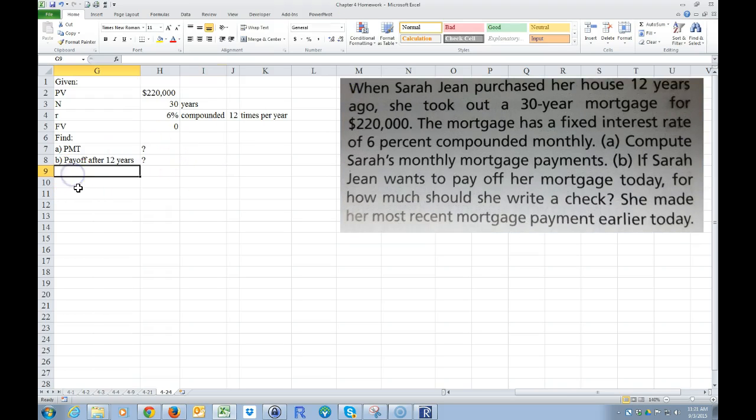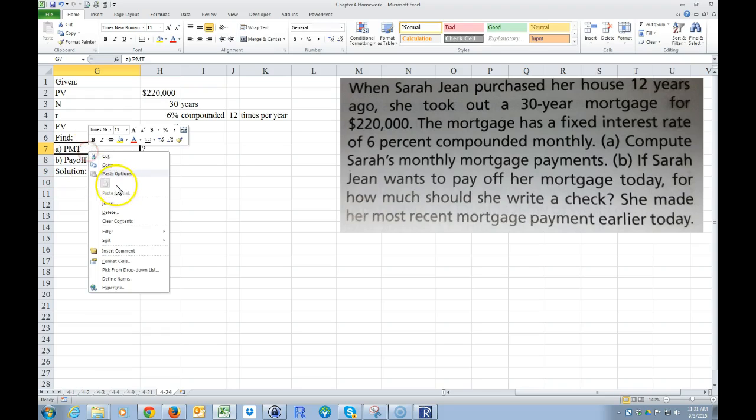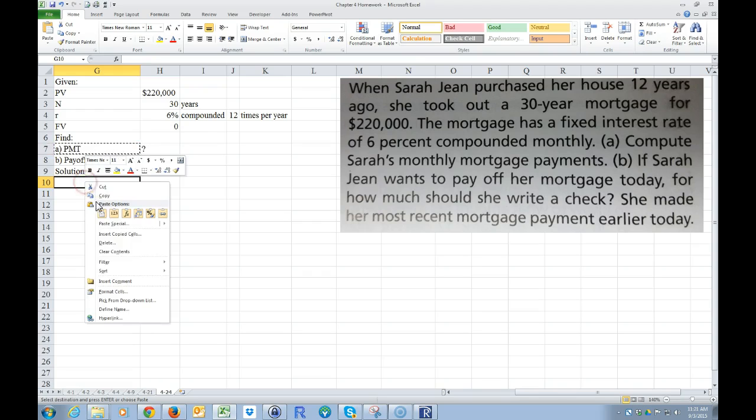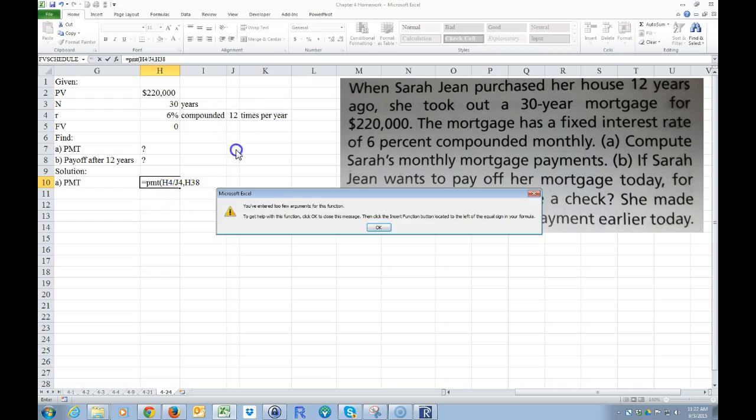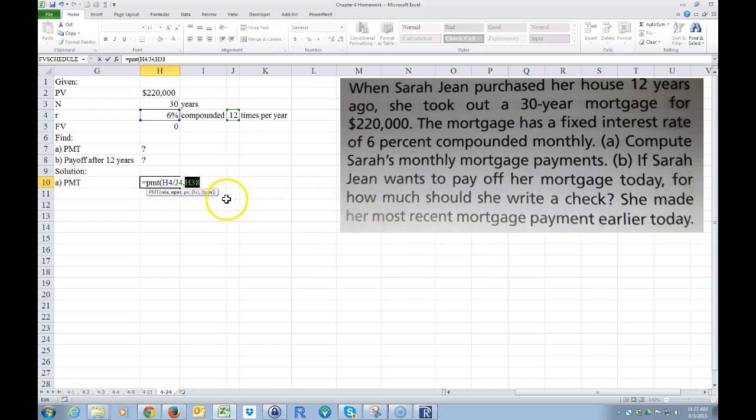So A is pretty easy. For A, we're just going to go to solution. I'm going to copy A down and paste. And the payment is going to be equal to, using the Excel function, PMT. And then the rate is going to be 6% divided by 12, so that'll give you your monthly rate. The number of periods is going to be 30 times 12, so it's going to come out to 360.